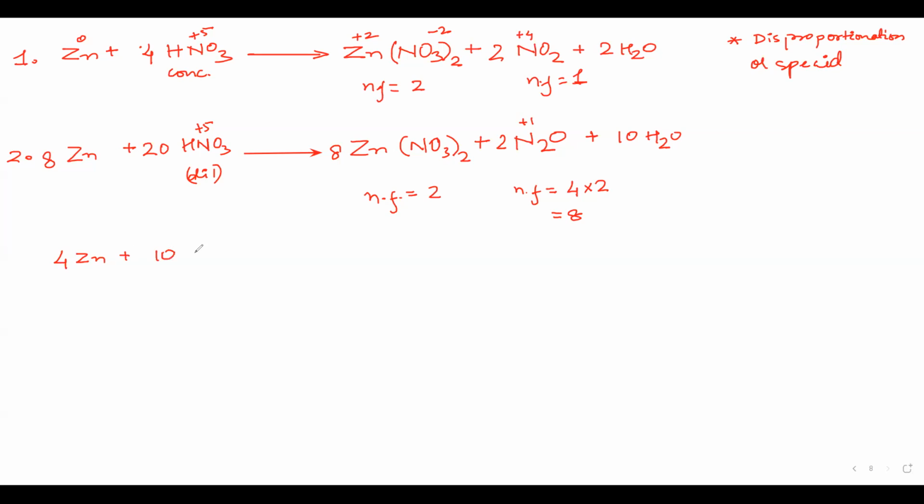4Zn plus 10 HNO3 gives you 4Zn(NO3)2 plus N2O plus 5H2O. Either you balance it without thinking anything, and then see if there is a common coefficient and remove it. Now you don't have any common coefficient. Otherwise, there is a common coefficient here of 2, so you can write this 2 as 1 and this 8 as 4, and then if you balance, you will directly get this reaction, the right answer.